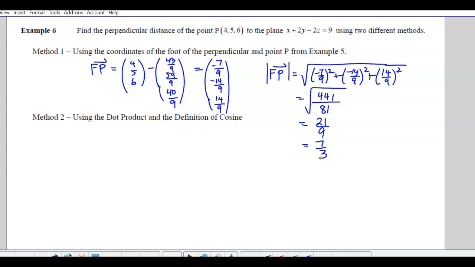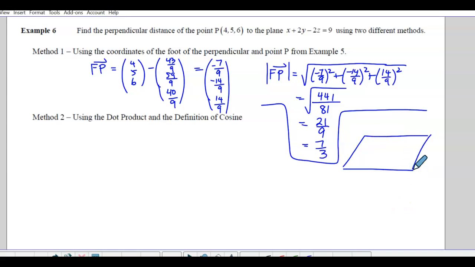Then the second method says using the dot product and the definition of cosine. This will take a little bit of an explanation, but it may end up being an easier method rather than going through the intersection, finding what might be a t-value that's a fraction and that kind of thing. So let's draw the plane again here. I'm calling that F, and we have point P up here. So we want to find this distance.